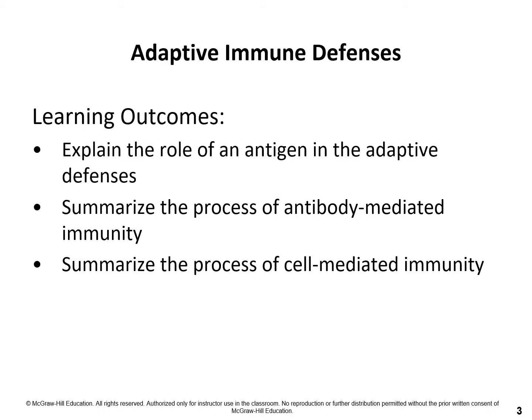The learning outcomes for the adaptive immune defenses are to explain the role of antigen in the adaptive immune defenses, also to summarize the process of antibody-mediated immunity, as well as summarize the process of cell-mediated immunity. And so we'll learn about these separately but together. The antibody-mediated immunity as well as the cell-mediated immunity work together in the entire adaptive immune response.